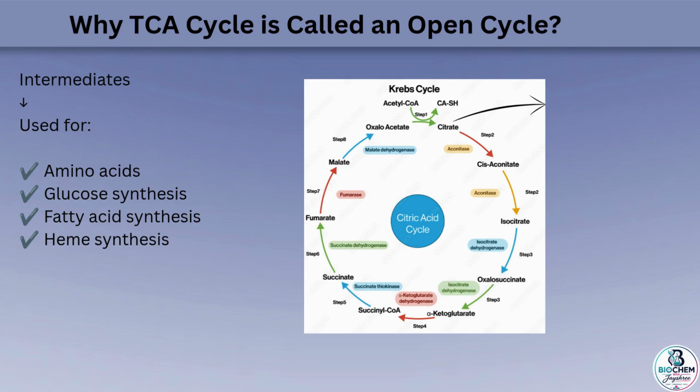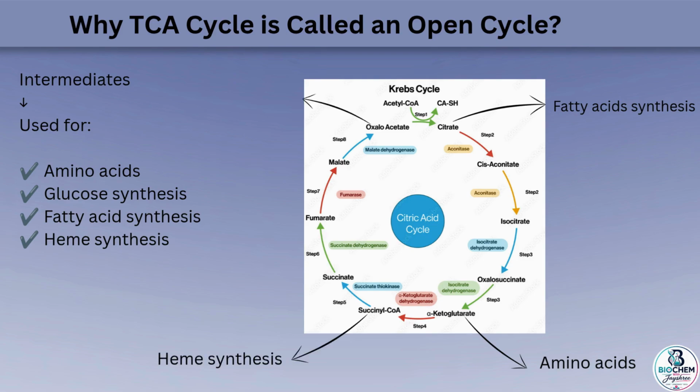For example, citrate leaves the mitochondria for fatty acid and cholesterol synthesis. Alpha ketoglutarate is used for the synthesis of glutamate and other amino acids. Succinyl CoA is used for heme synthesis. Oxaloacetate is used for gluconeogenesis and for synthesis of aspartate. Since these intermediates are constantly leaving the cycle, it cannot function as a completely closed system. To compensate for this loss, anaplerotic reactions replenish the intermediates.